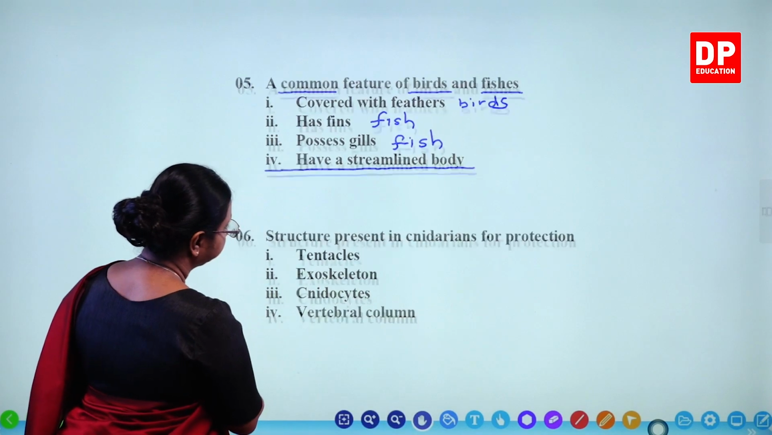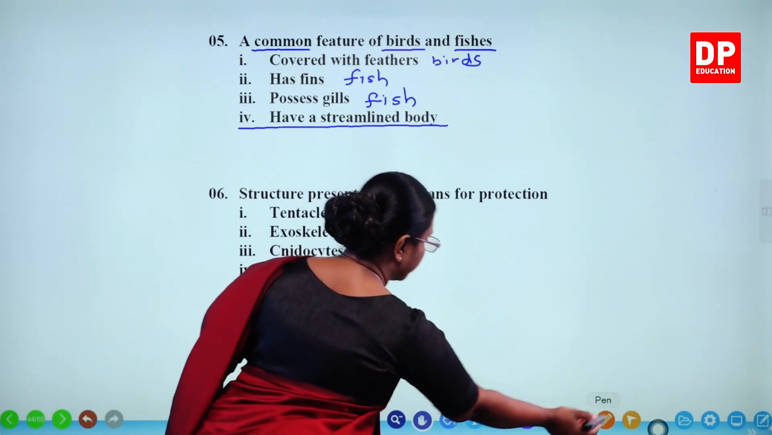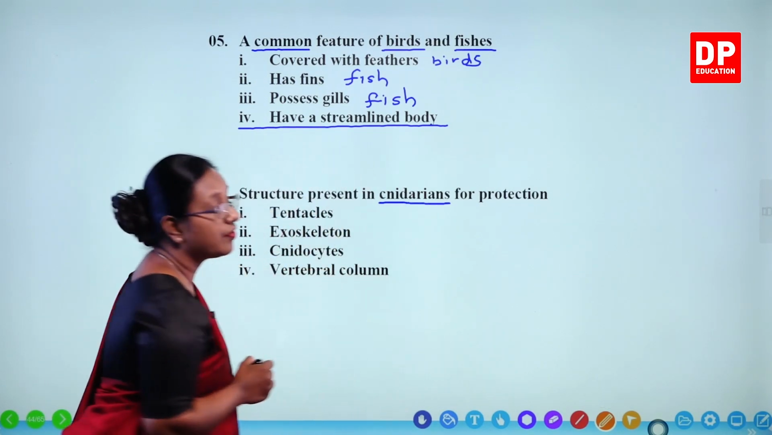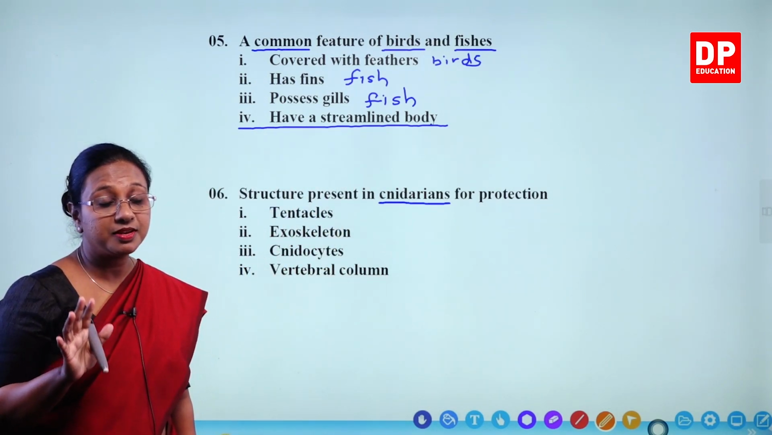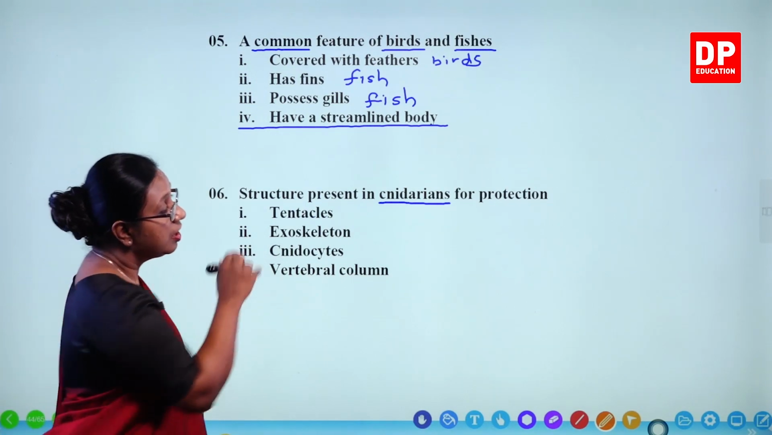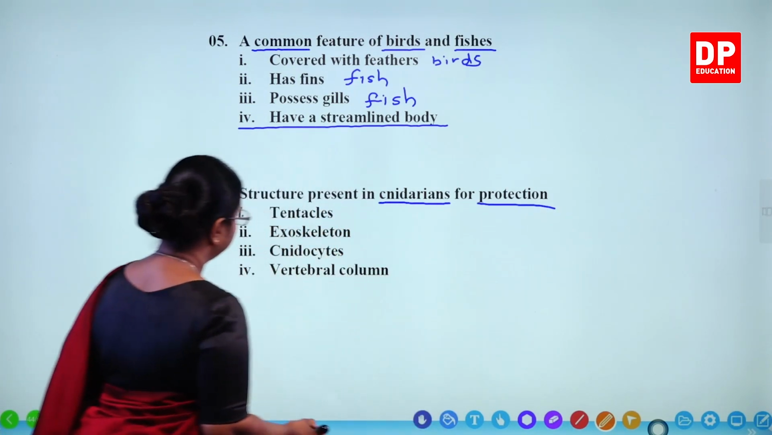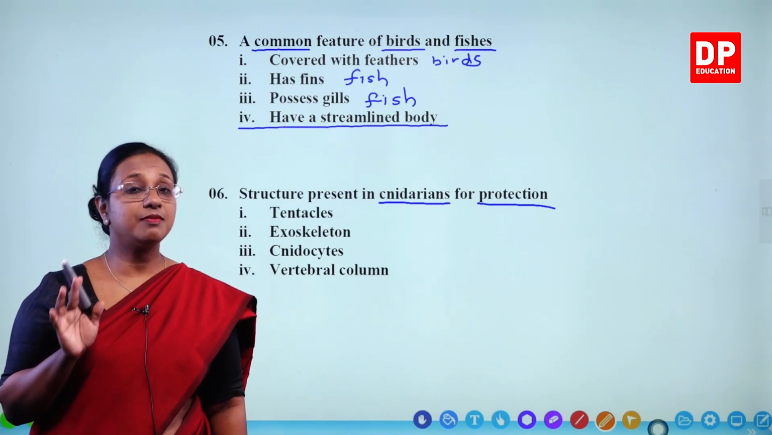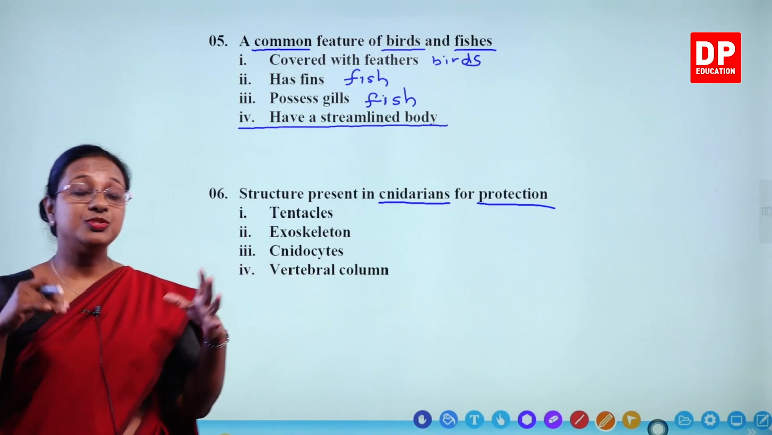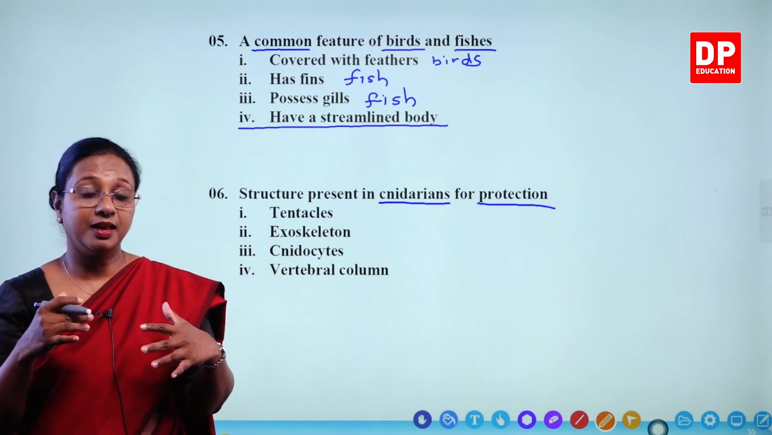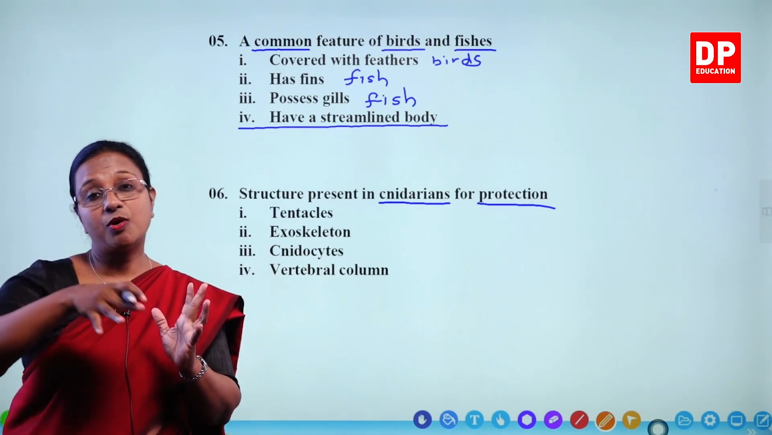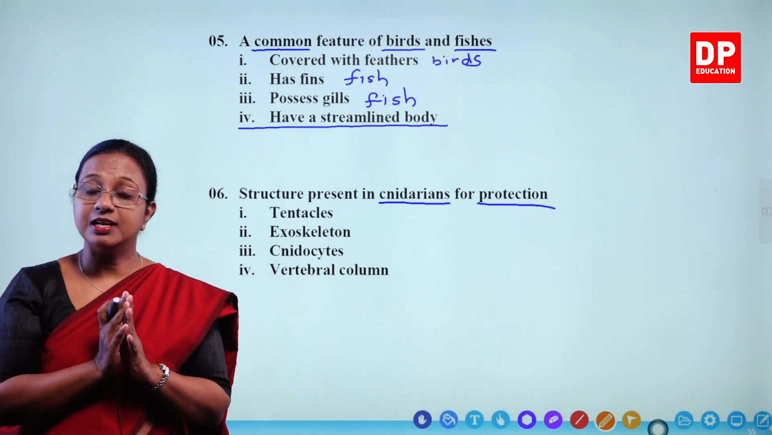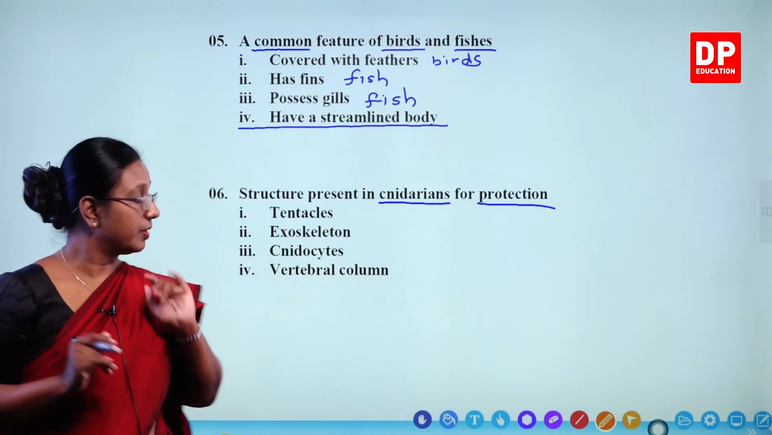Then the next one. That is the sixth question. Structure present in cnidarians for protection. Look at the question carefully. Tentacles. Now, why do they have tentacles? If you remember, I explained, they use their tentacles to catch their prey. When small organisms pass by, they catch them using their tentacles. So, that is not for protection.